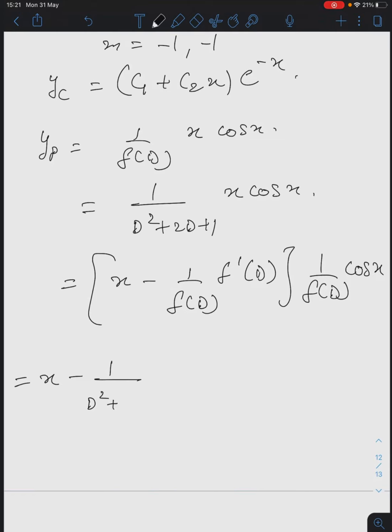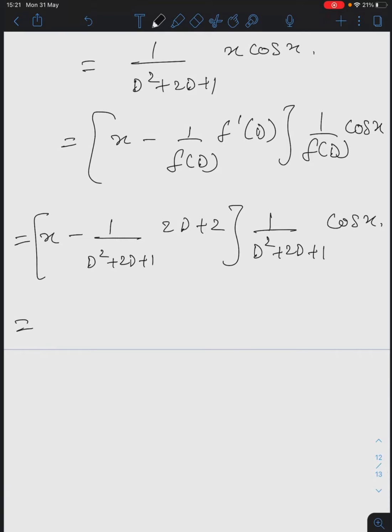f of D is what? D square plus 2D plus 1. What will be f dash of D? Tell me. f dash of D will be just differentiated, so that will be 2D plus 2. Okay. f of D is still D square plus 2D plus 1, on cos x.